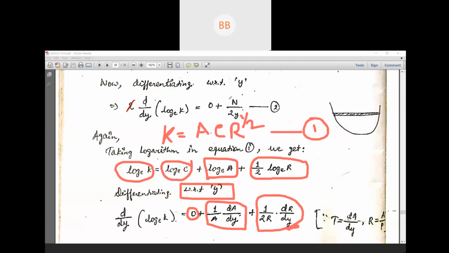So if you see equation number 2, on the left hand side we have d by dy log e k. Here also the same. So what is our intention? To equate these two equations so that we can derive an expression for n, that is our hydraulic exponent.